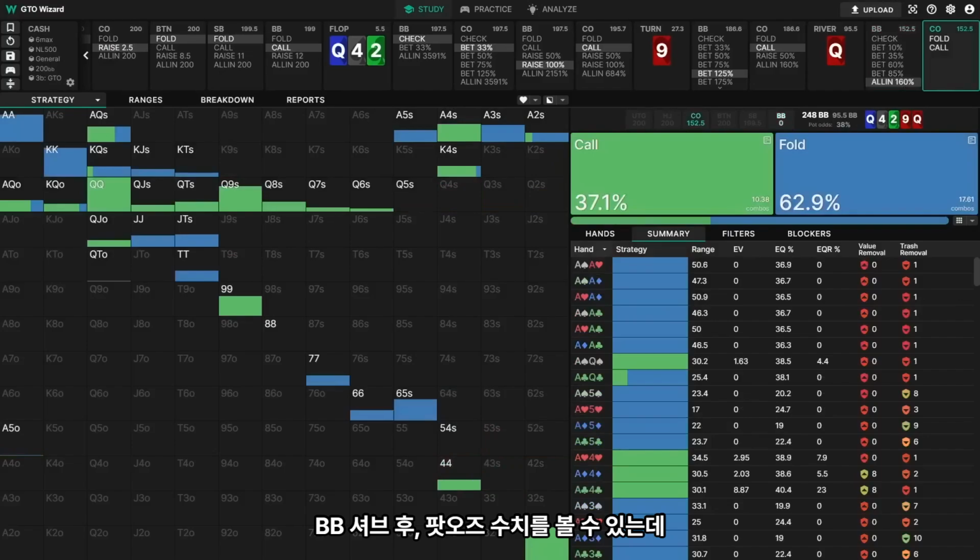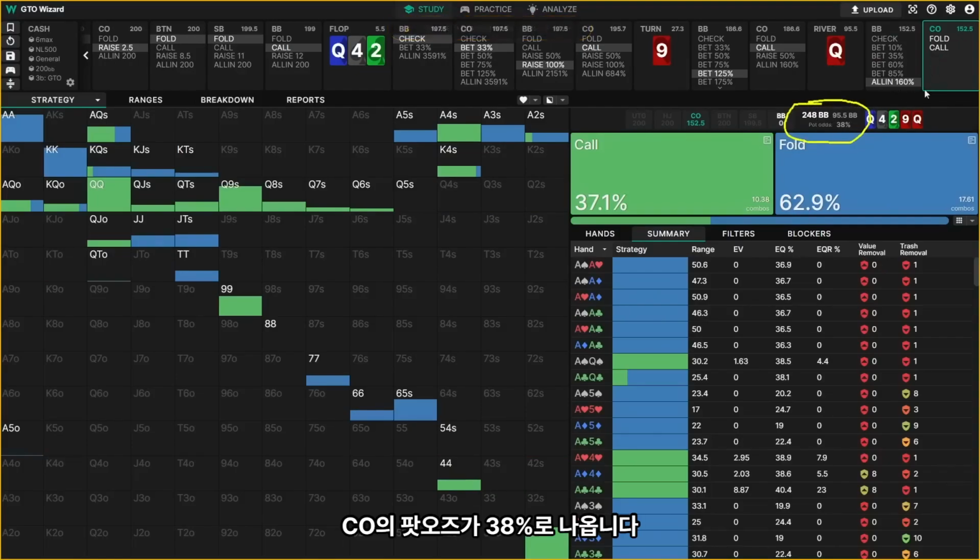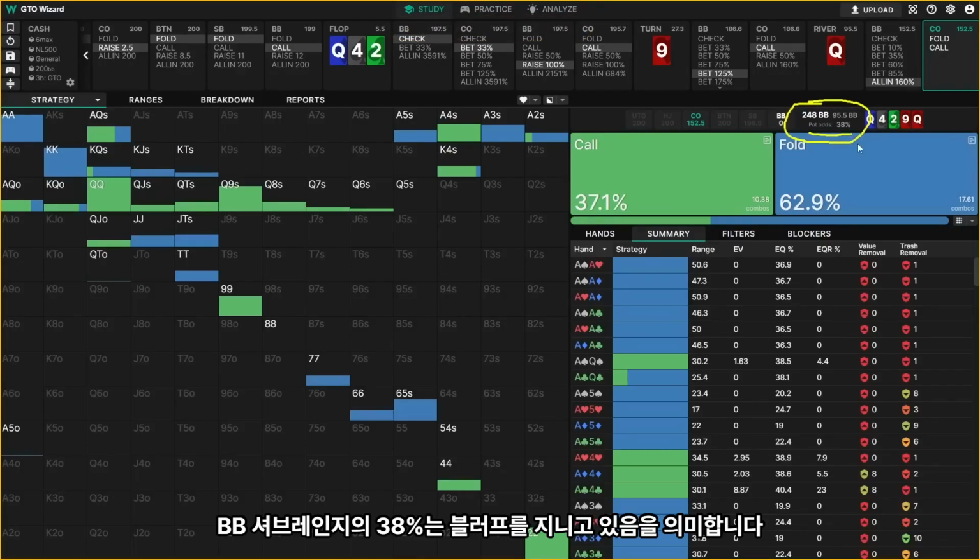So after the big blind shoves, there's a little thing here. We've just added this feature. This shows your pot odds. And so the cutoff's pot odds facing this shove are 38%. Going back to the start of the lecture, what does that tell you? Well, it tells you that about 38% of the big blind's shoving range could contain bluffs.